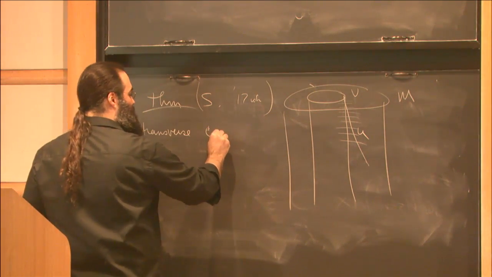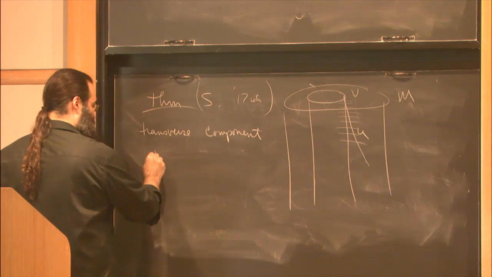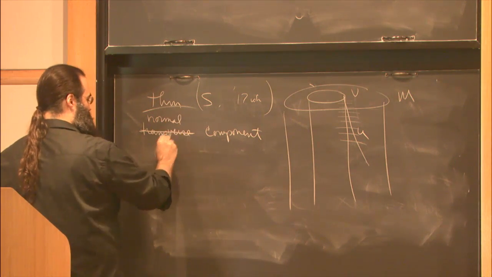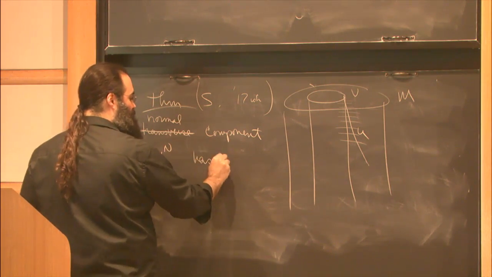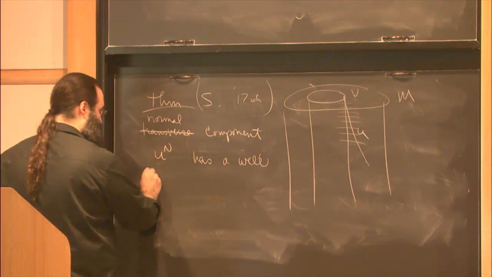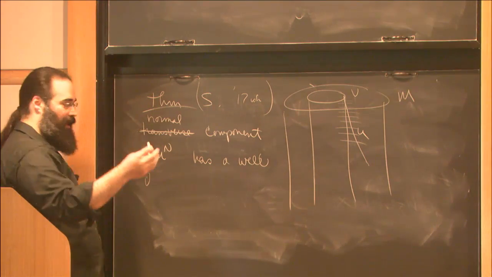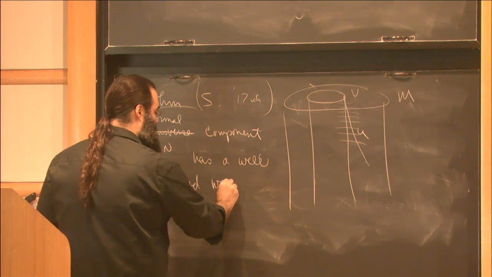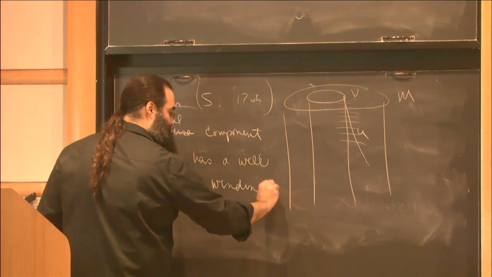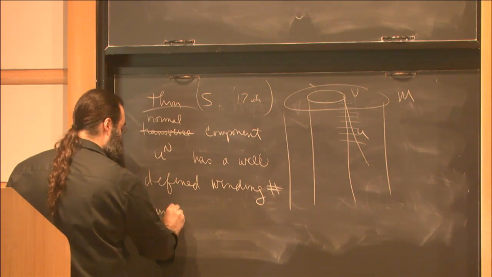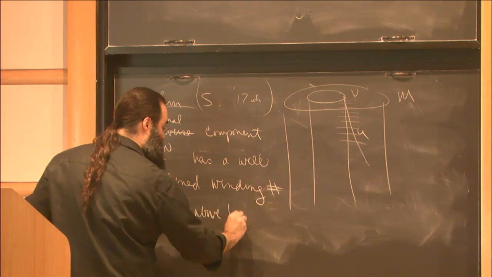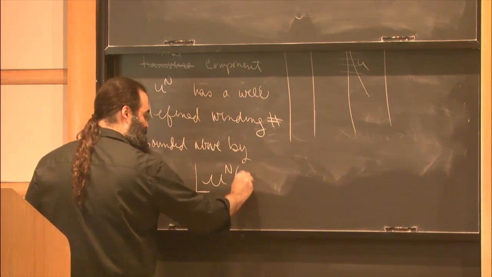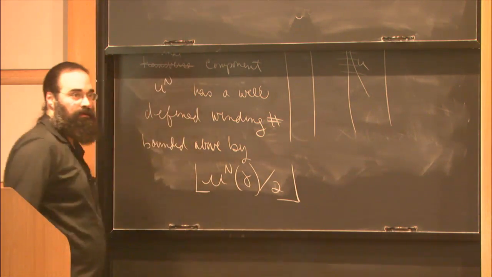So the transverse component, let's call it UN, or not transverse, transverse or normal component, has a well-defined winding number, I have to pick a trivialization around the orbit first of the hyperplane distribution, or just the normal part. It's bounded above by, I take what I'd call the normal Conley-Zehnder index of the orbit, divide by 2, and take the greatest integer.